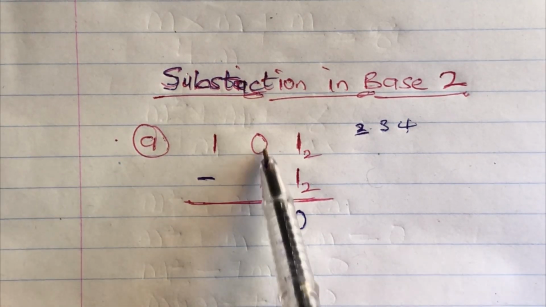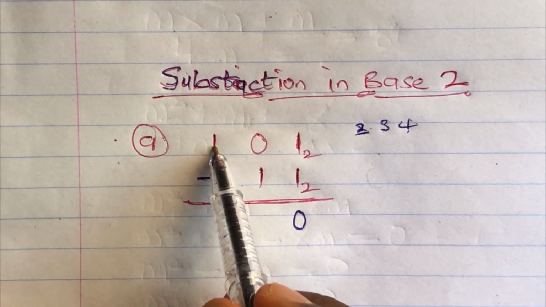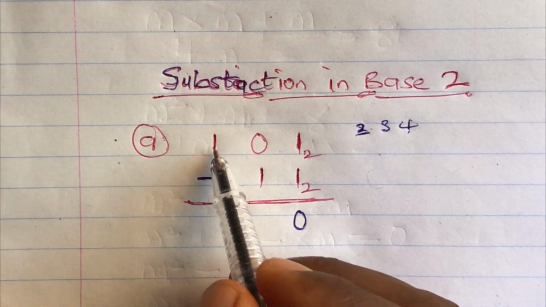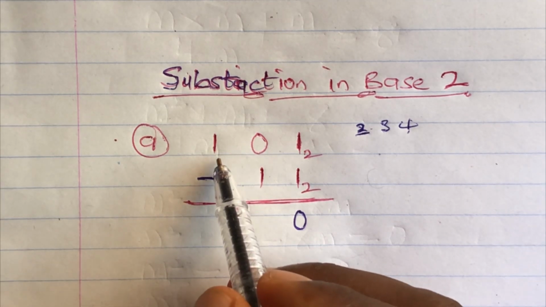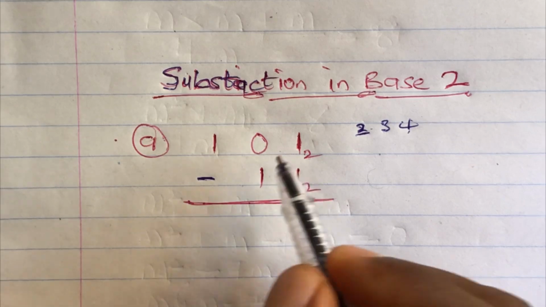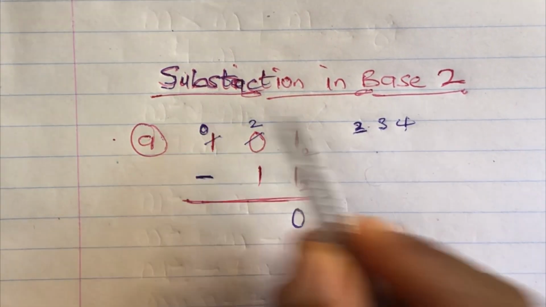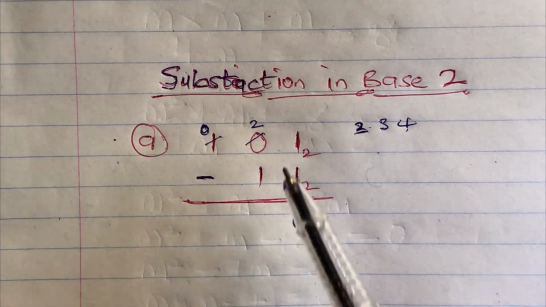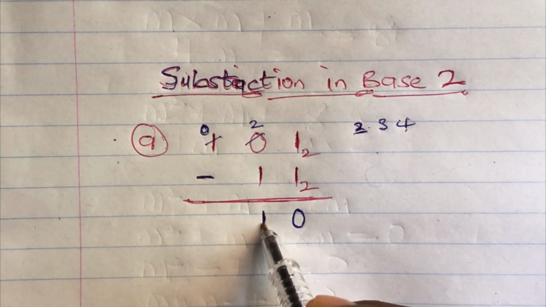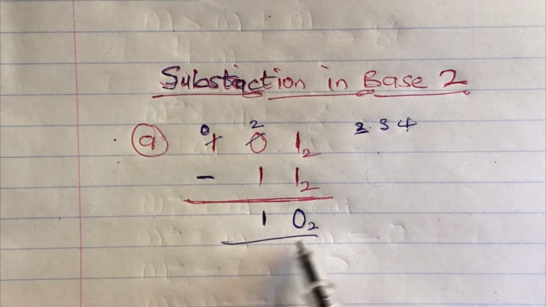So 0 minus 1, you cannot go. We are going to borrow from this place and add it here. Because we are dealing with base 2, whatever you borrow from here will become 2. So if you borrow from here, here will be 2, and here will remain 0. So 2 minus 1 will give us 1. So 0 minus this is 0. So this is our final answer.